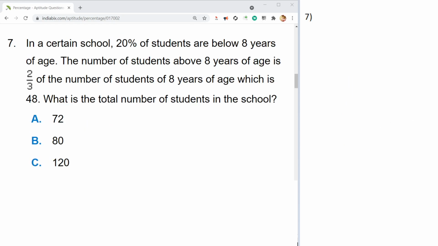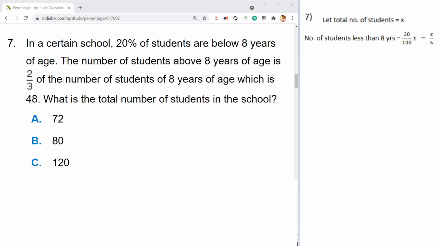In a certain school, 20% of the students are below 8 years of age. The number of students above 8 years of age is 2 by 3 of the number of students of 8 years of age, which is 48. What is the total number of students in the school? Let's assume the total number of students is equal to X. Then 20% of the students are below 8 years of age. Number of students less than 8 years is equal to 20% of total students.